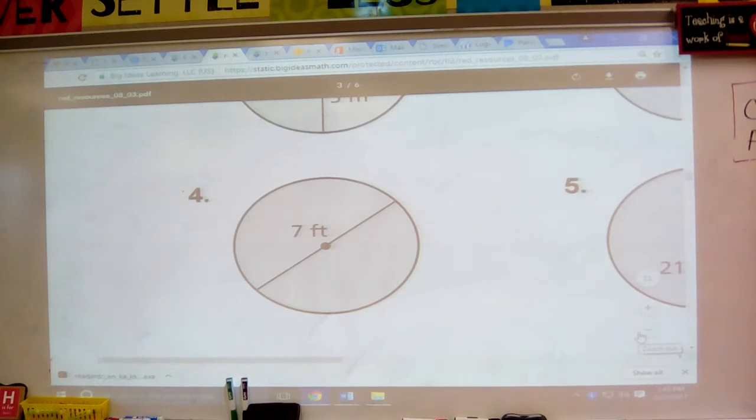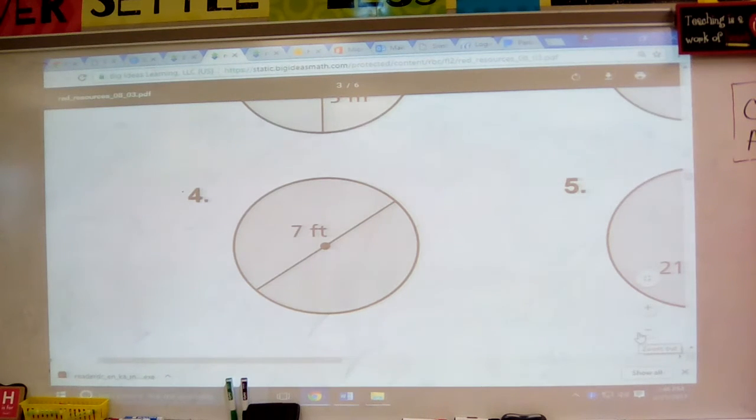Hello, I am now doing circumference and area of a circle, and then I will kind of go off on the side and talk about finding perimeter and area of a semicircle. So I'm going to cover both of those in this one video.